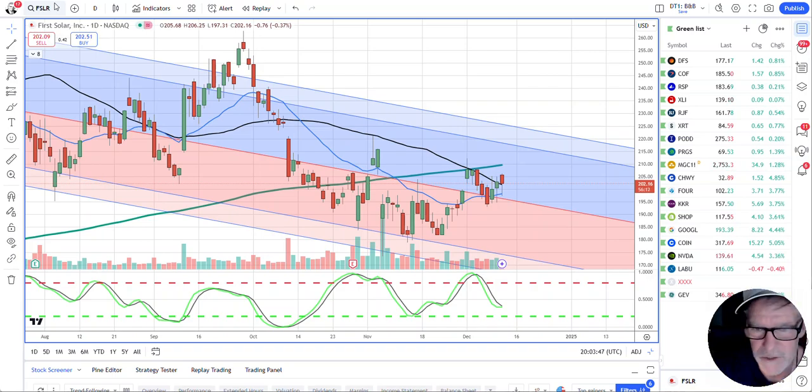Let's focus on charts that are going up. Let's focus on companies that are expanding their cash flow, that are growing like crazy. That's where we want to be.